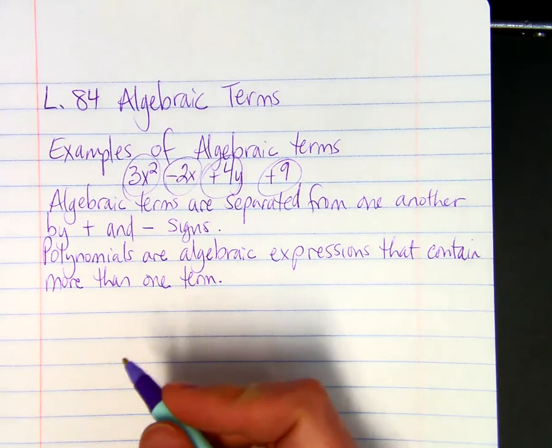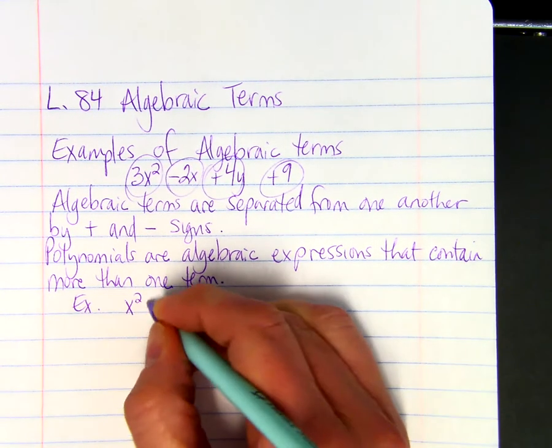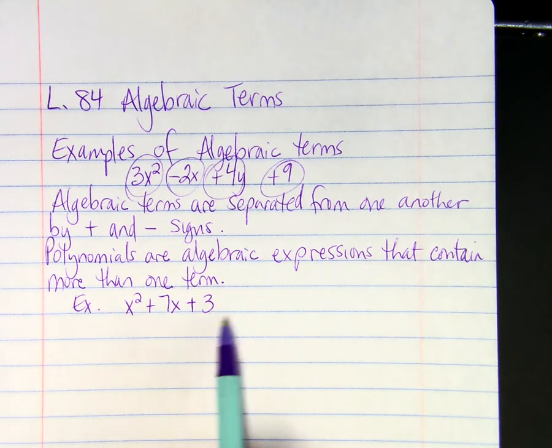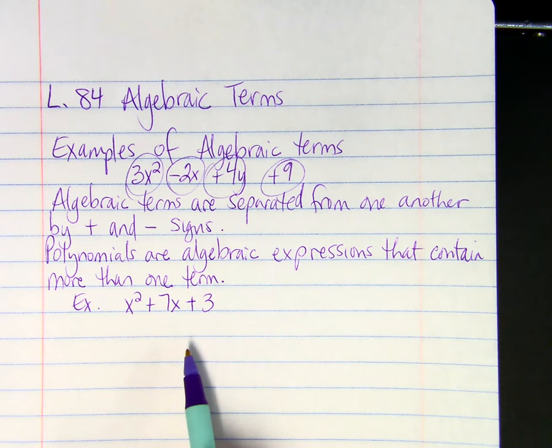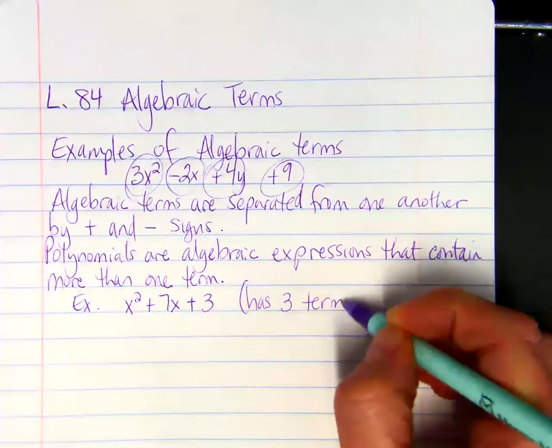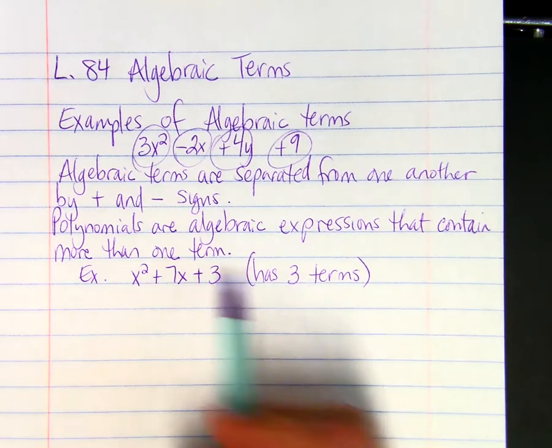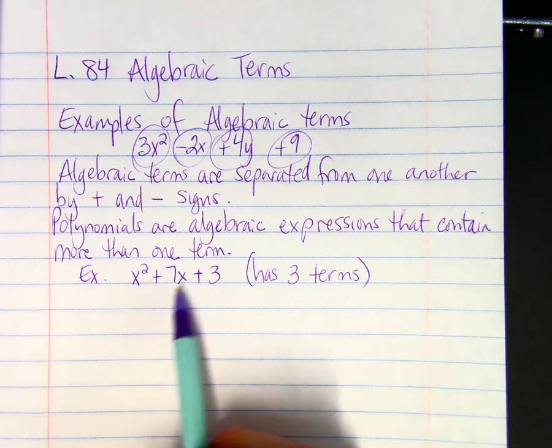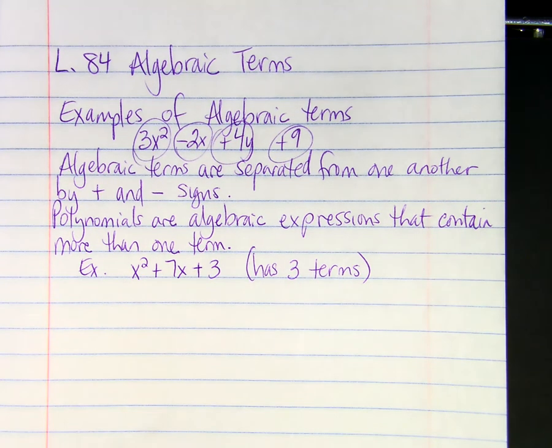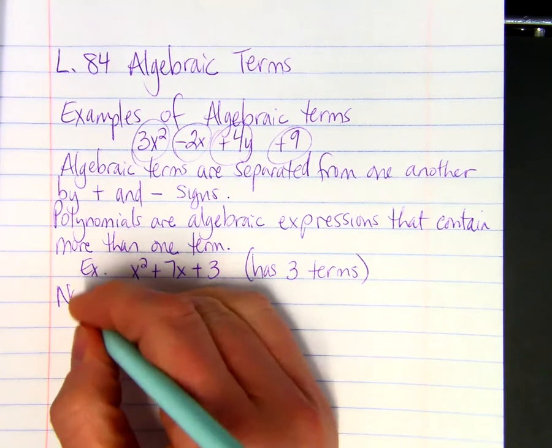So, for example, x squared plus 7x plus 3. So if you look at this, this has 3 terms. Can you see the 3 terms? Here's an x squared plus 7x plus 3. Those are your 3 terms. So we have names for some polynomials.